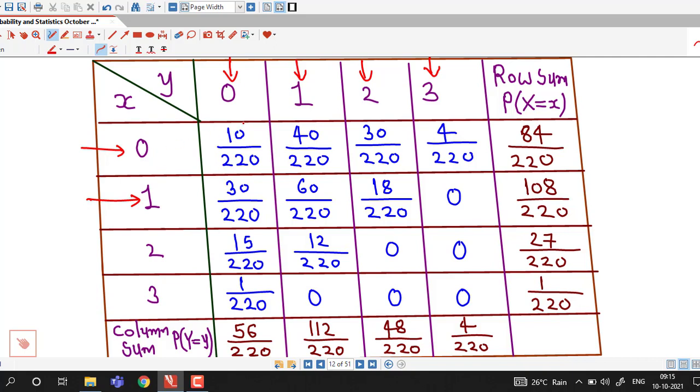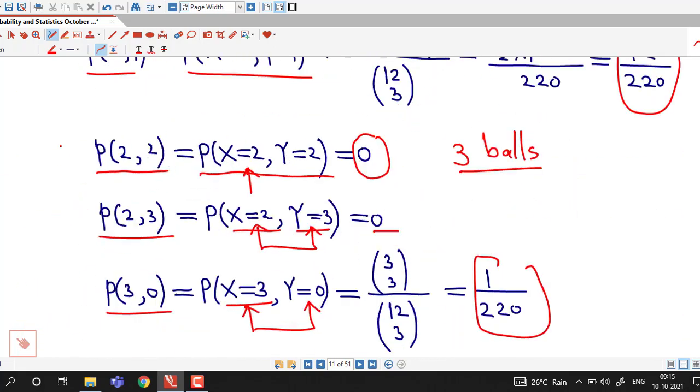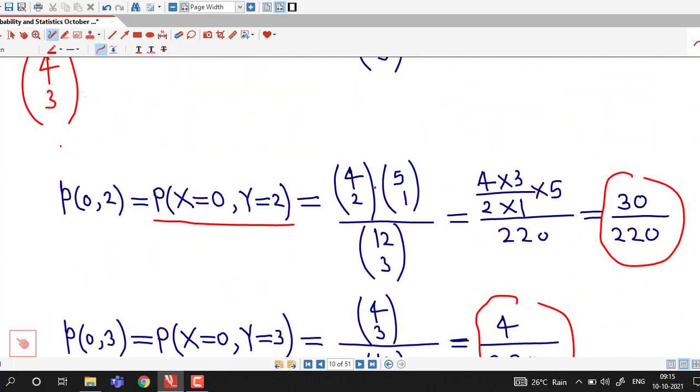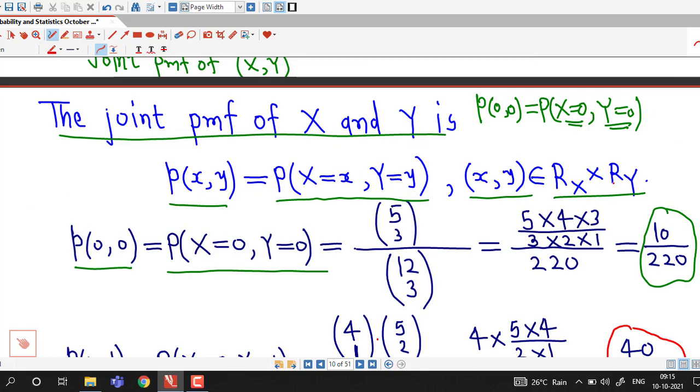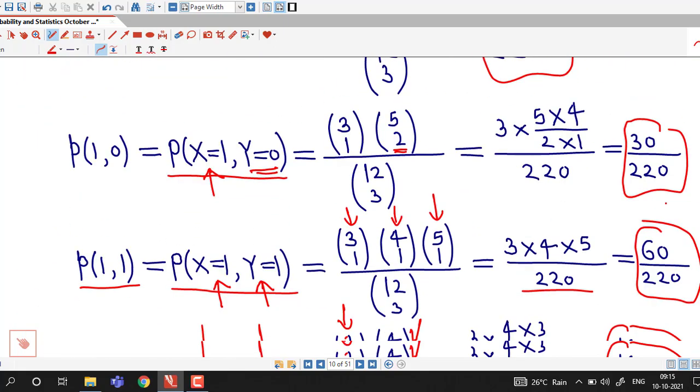So this first value corresponds to the value of joint probability mass function at (0, 0). So that we have obtained here. So we write down all these possible values. P of (0, 0) is 10 divided by 220. So that we have written here.